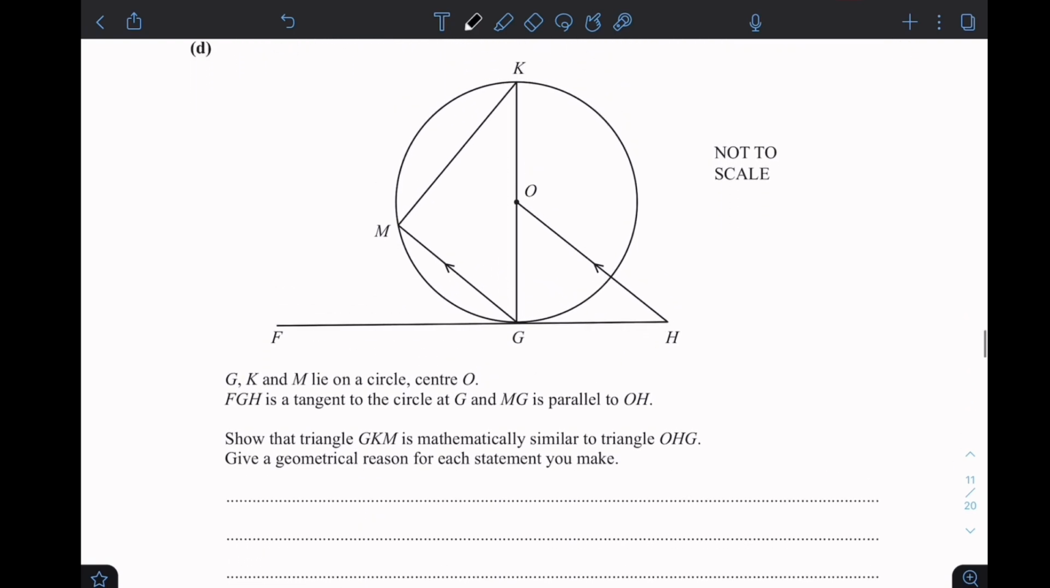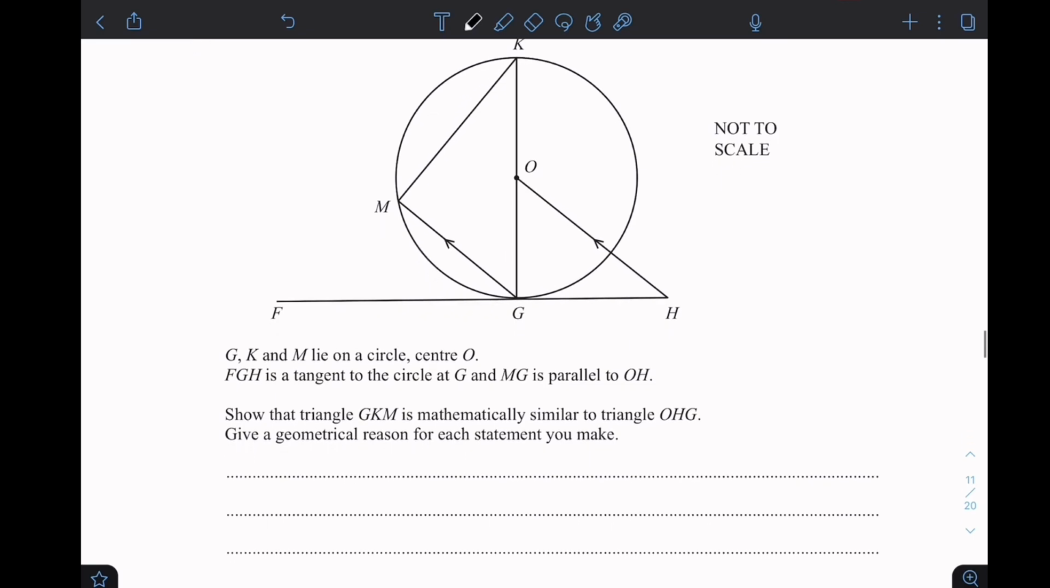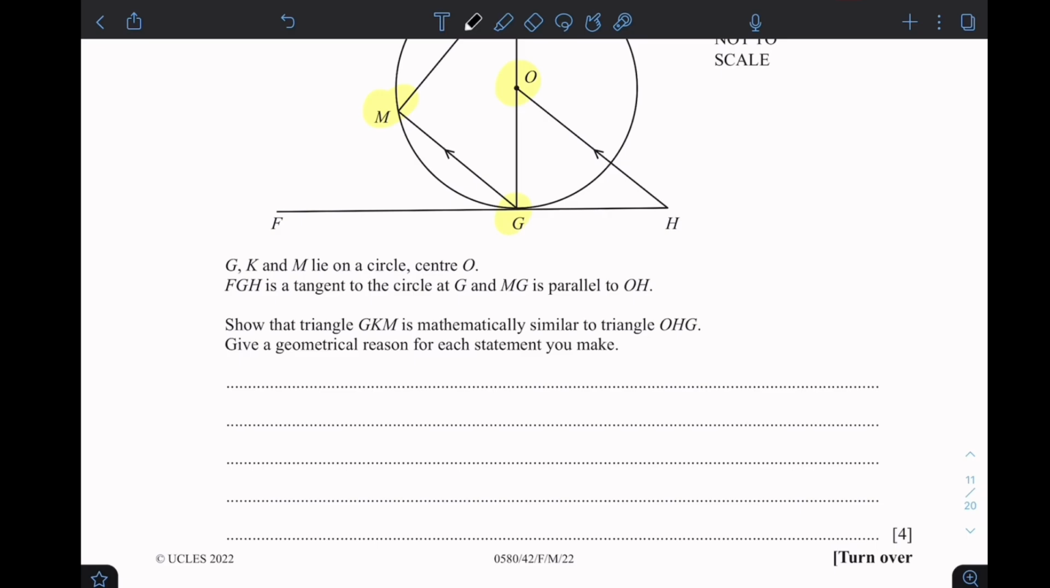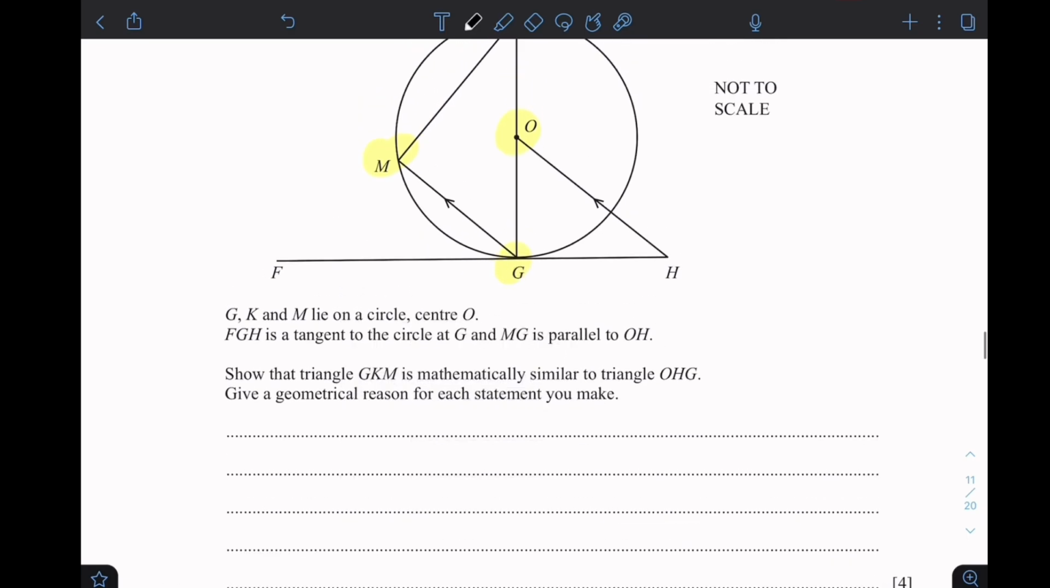Okay, so now G, K, and M lie on a circle center O. FGH is a tangent to the circle at G, and MG is parallel to OH. Show that the triangle GKM is mathematically similar to triangle OHG. Give a geometrical reason for each statement you make.